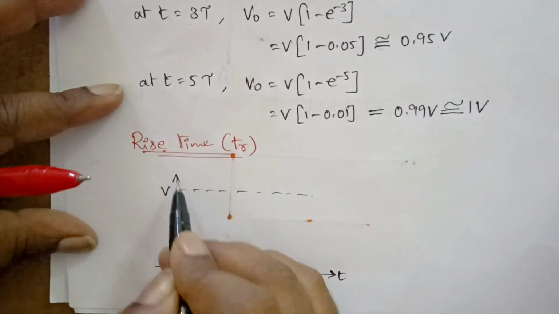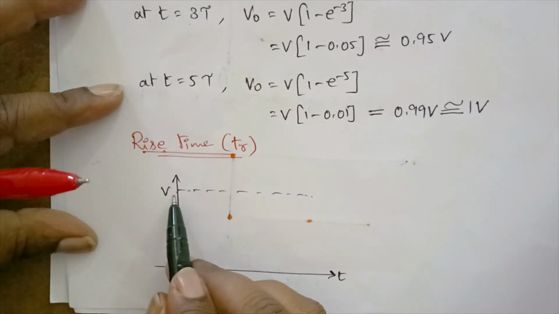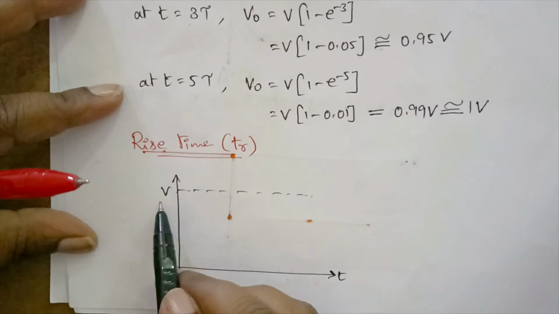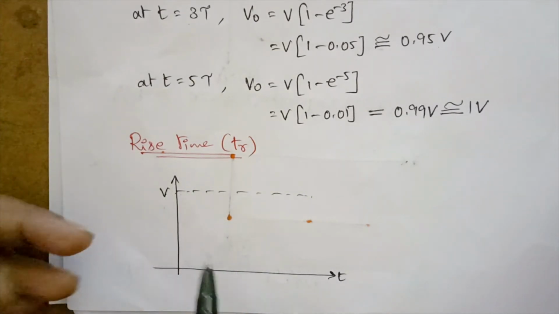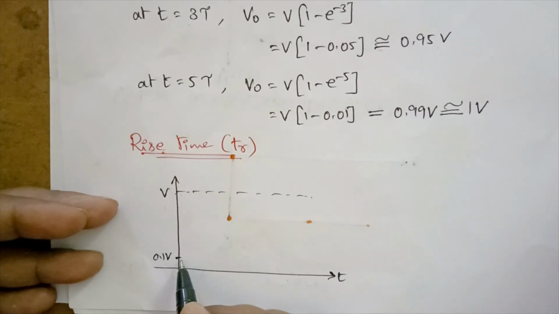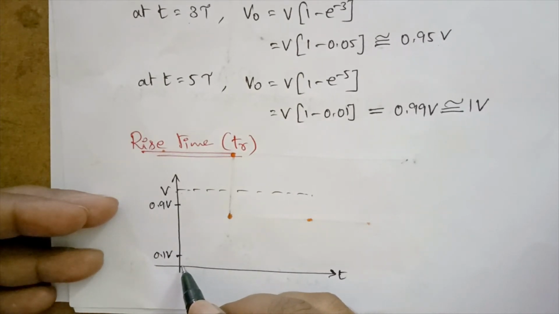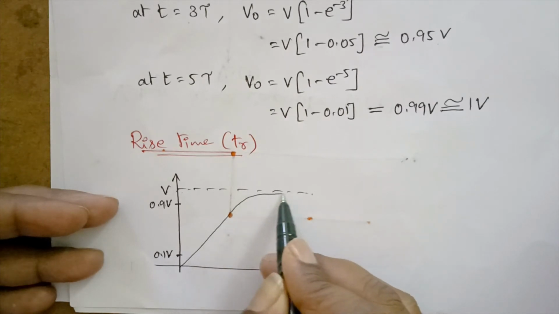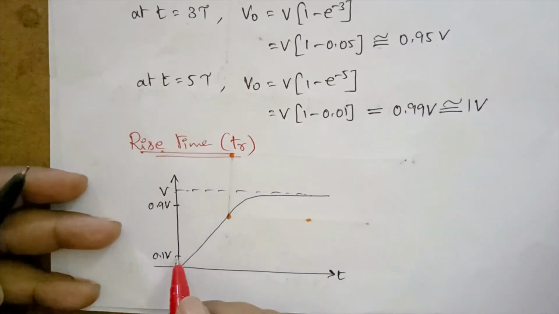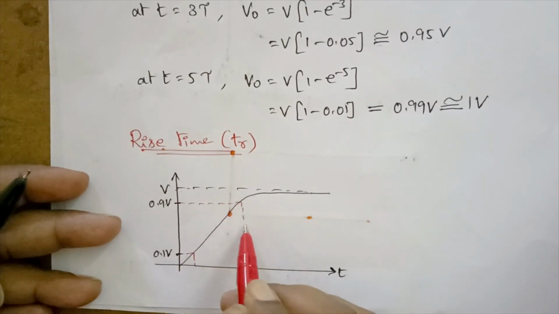So let it be, this is V. The time duration taken by the response from 10% of its final value. What is 10% of the final value? V divided by 10 into 100, what does it give? 0.1 volts. So 10% is nothing but 0.1 volt. And what is the 90%? Nothing but 0.9 volts. The time taken by the response to reach from 10% of its final value to 90% of its final value.